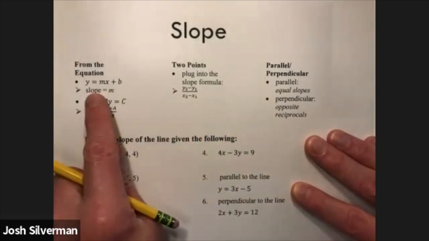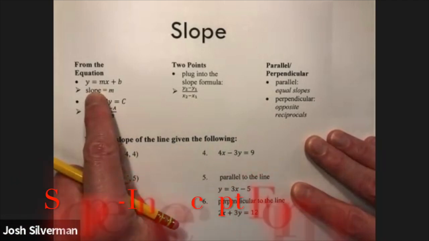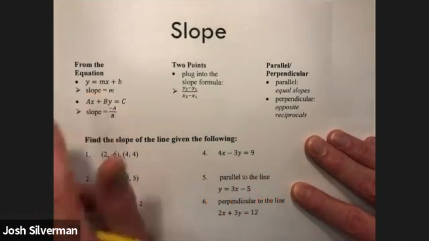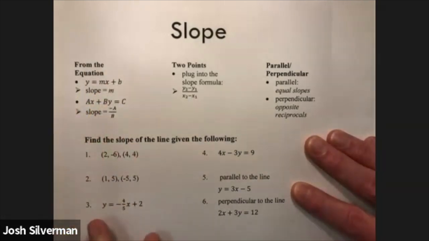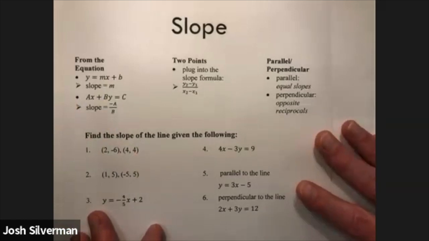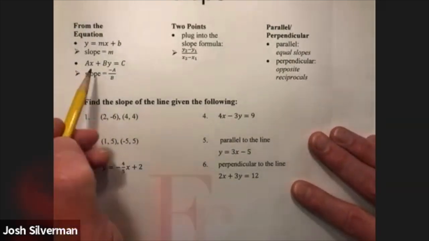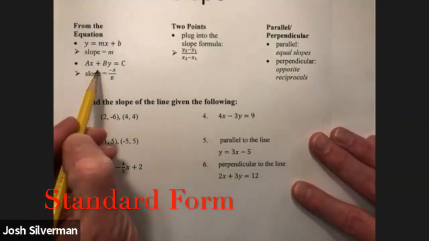First up is the y equals mx plus b form, also known as slope-intercept form. This is the one we love. This is the easiest one to deal with. Whatever that number is in front of x, that's the slope. Whatever comes after x, that's the y-intercept. This one right here we call standard form.